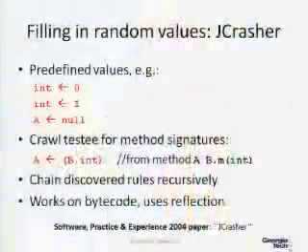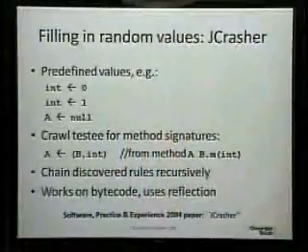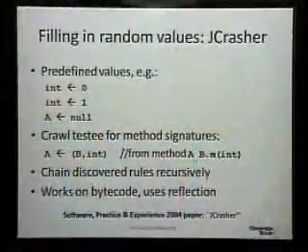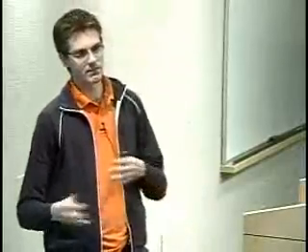That random generator works as follows. It's called JCrasher. Basically, for primitive types, it has predefined hard-coded values. Like for int, it has a 0 and a 1 here. And for object references, it has null. Then it can also crawl the testee and find rules, basically from every method. If you see a method here, b.m takes an int and produces an a, you can think of that as a rule that whenever you have a b and an int, you know how to produce an a. Then you can chain those rules together. So you chain method calls up to a certain depth, and then basically you have random ways of creating values.